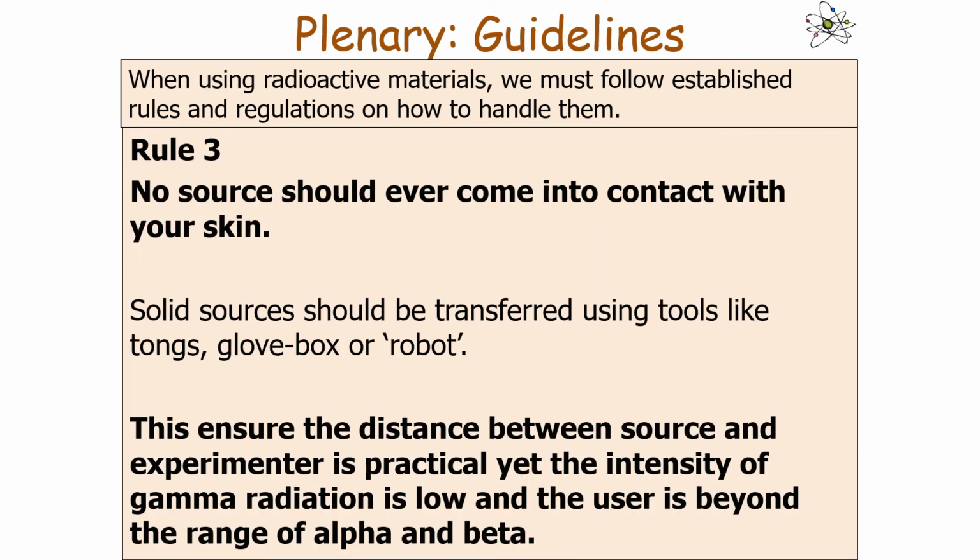Rule 3 is that no source should ever come into contact with your skin. So solid sources should be transferred using tools like tongs, a glove box, or a robot. This ensures that the distance between the source and the experimenter is practical, yet the intensity of gamma radiation is low and the user is beyond the range of alpha and beta.